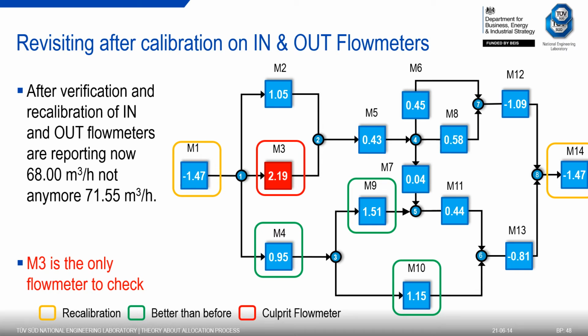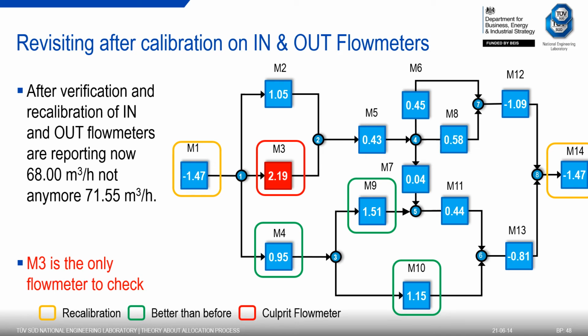If you send these 2 meters for recalibration, or you have a prover or a system around to do it, and you look at the quality, in this example we went from a claim of 71.55 from a measurement point of view to something around 68. So obviously they had not been calibrated for a while. Redoing your minimization once you have corrected M1 and M14, you can see that the only guilty flow meter in our system is M3.